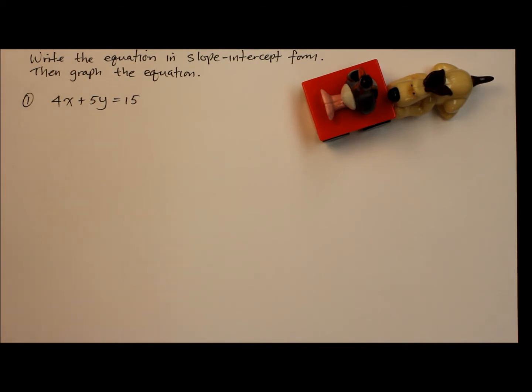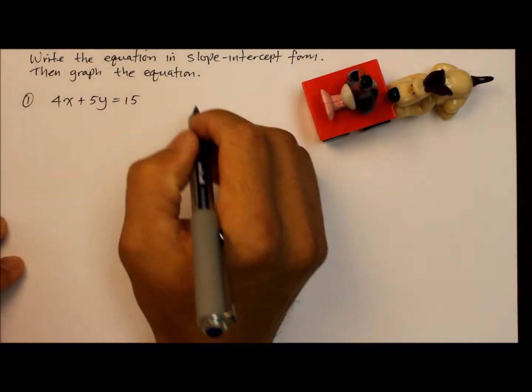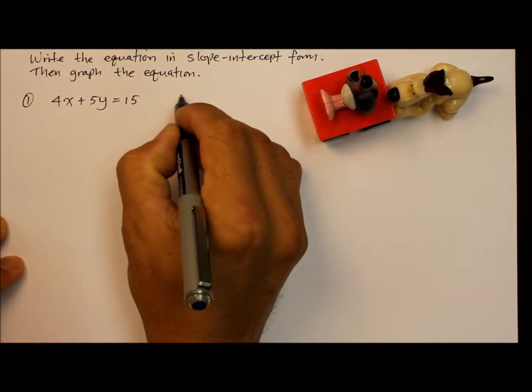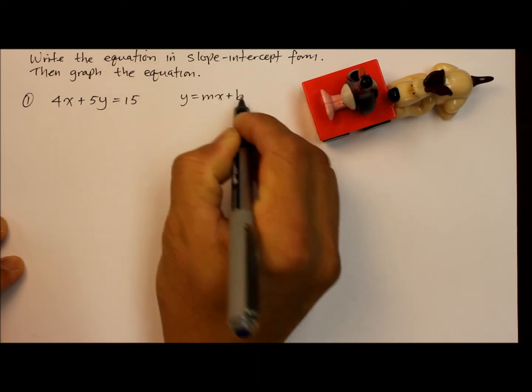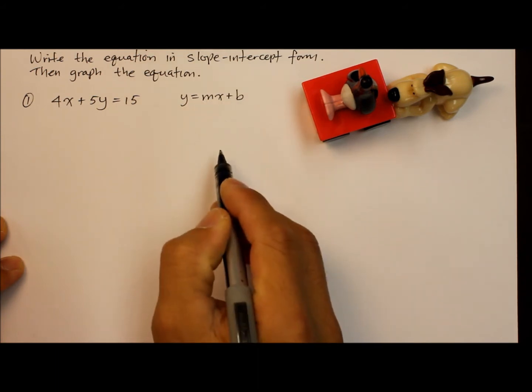Hi, this instructional video is about graphing lines using the slope-intercept form. Now, if your teachers have gone over this already, they will tell you that the slope-intercept form in general is written as y is equal to mx plus b. Yeah, you saw that before.